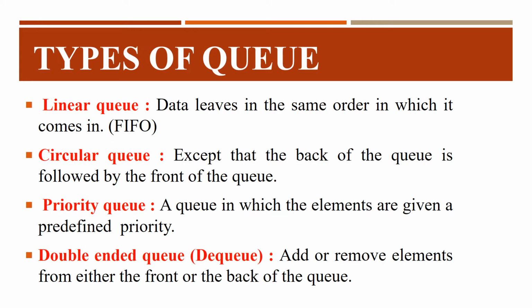Types of queue. The data leaves in the same order in which it comes in is known as linear queue. Except for the linear queue, where the back of the queue is followed by the front of the queue, it is known as circular queue. A queue in which the elements are given a predefined priority is known as priority queue. We can add or remove the elements from both the ends, that is either the front or back of the queue, is known as double-ended queue or DQ.